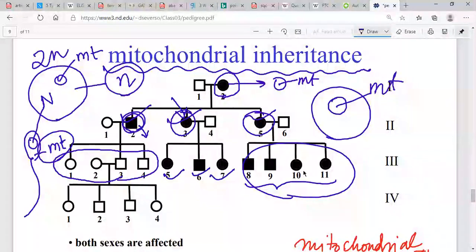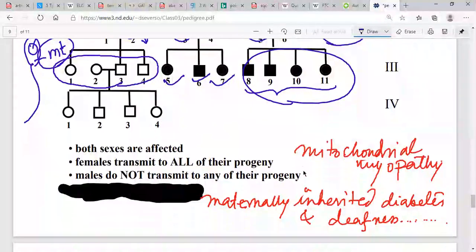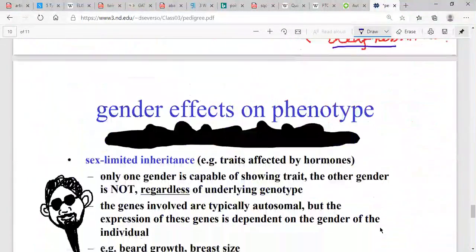So this is a beautiful example of a mitochondrial pedigree, as in mitochondrial myopathy and maternally inherited diabetes and deafness. In a separate video, we shall be discussing deafness and diabetes. So this is how it could be inherited through the mitochondria, the organelles.